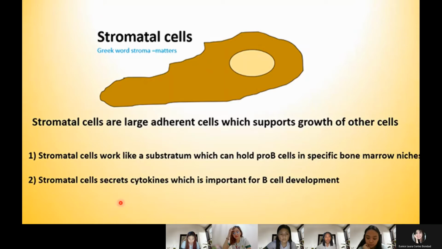The stromal cells are actually supportive cells and they are large adherent cells. The Greek word stroma means matrix. Stromal cells work like a substratum which holds the pro-B cells in a specific niche, and they also influence their development by secreting several cytokines which are very important in B cell development. Next slide.